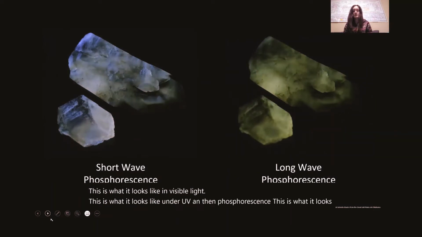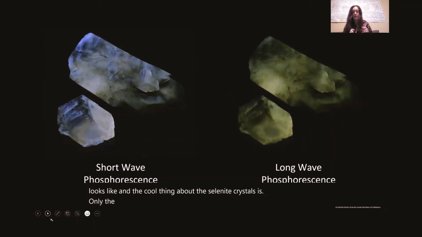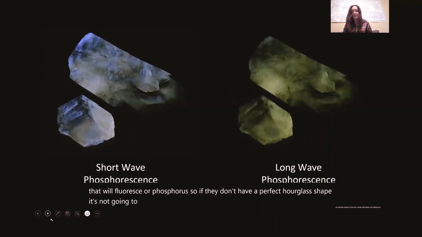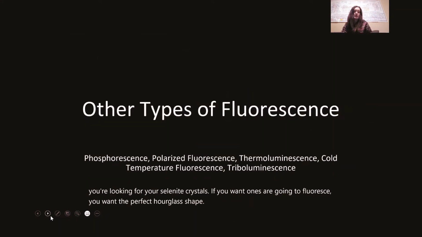And the cool thing about the selenite crystals is only the ones that have the perfect hourglass shape are going to be the ones that will fluoresce or phosphoresce. So if they don't have a perfect hourglass shape, it's not going to happen. So that's something to bear in mind when you're looking for your selenite crystals. If you want ones that are going to fluoresce, you want the perfect hourglass shape. And there's also other types of fluorescence.